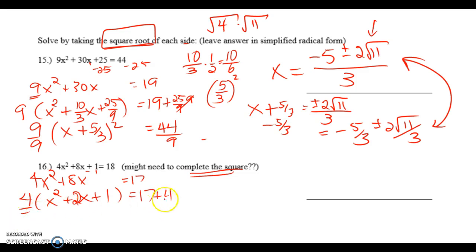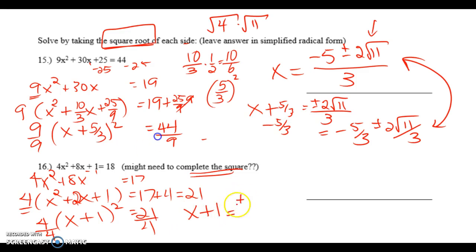So this is equals 21. This becomes 4 times x plus 1 squared equals 21. Divide by 4. Take the square root of both sides. x plus 1 equals plus or minus square root of 21 over square root of 4. Square root of 4 is 2, isn't it? So now I'm going to subtract 1 from both sides. I tack it on the front. This is what the answer looks like.